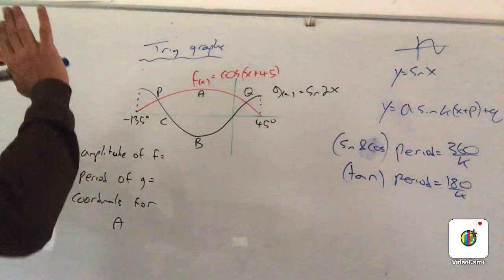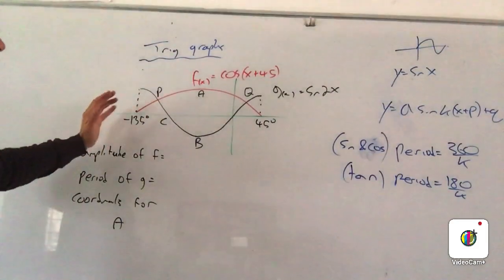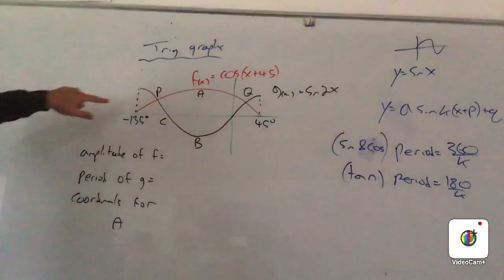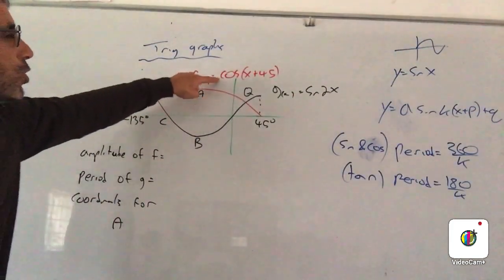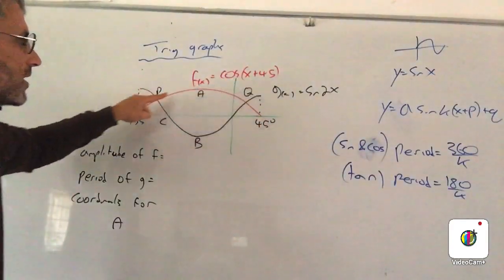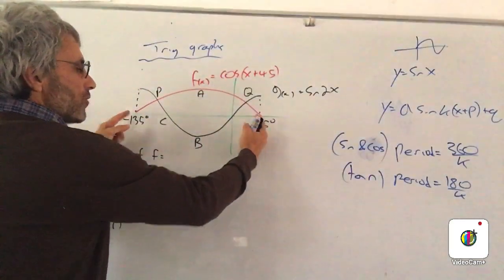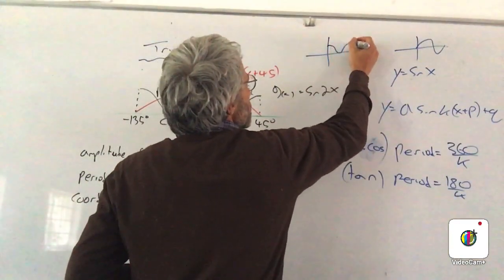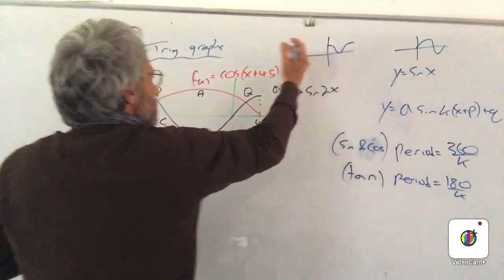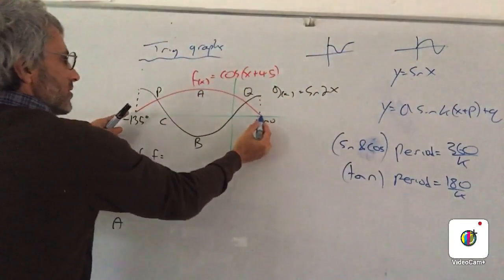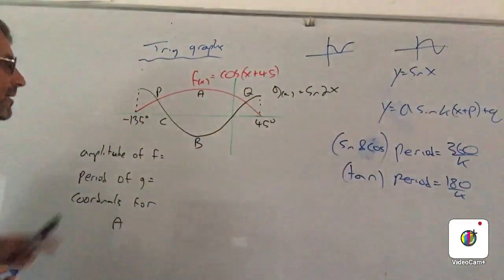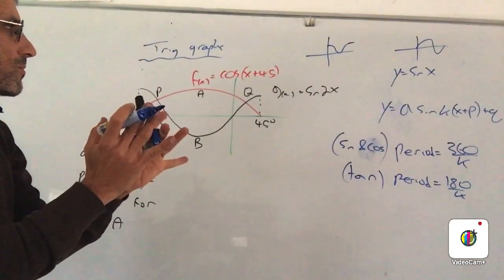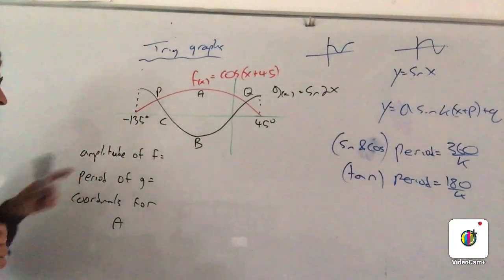So let's use this to solve this problem. I've got two graphs. I've got f of x equals cosine of x plus 45. You can see that I've just plotted half of the cosine. A normal cosine graph is normally like this. So I've moved it, I've moved the 45 to the left. Then I've got g of x equals sine 2x, which has been compressed a little bit. They start with some simple stuff.